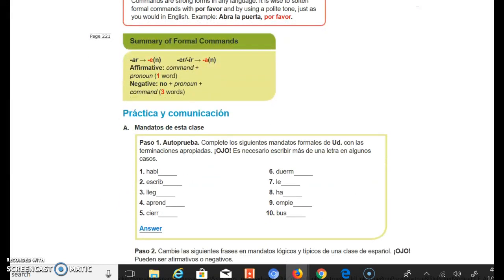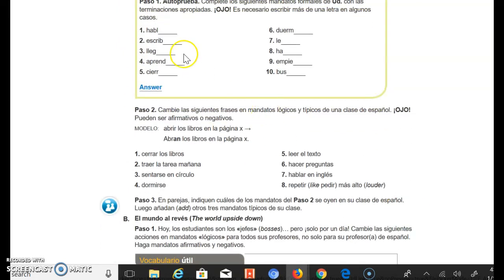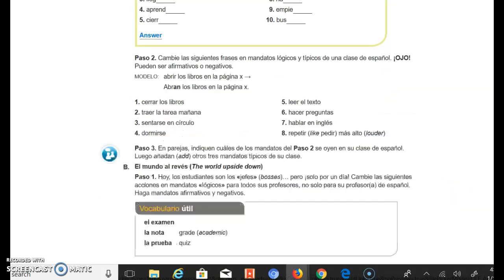And so that's a review of commands. You can look back through that. To make a command of hablar, it would be hable. Escribir, escriba. Llegar would be llegue, because the GAR changes to GUE. So practice on those and also on these. This paso dos here: leer, you have two E's. The second E changes to an A. Lea el libro for usted, and lean el libro for ustedes, or you all, plural.